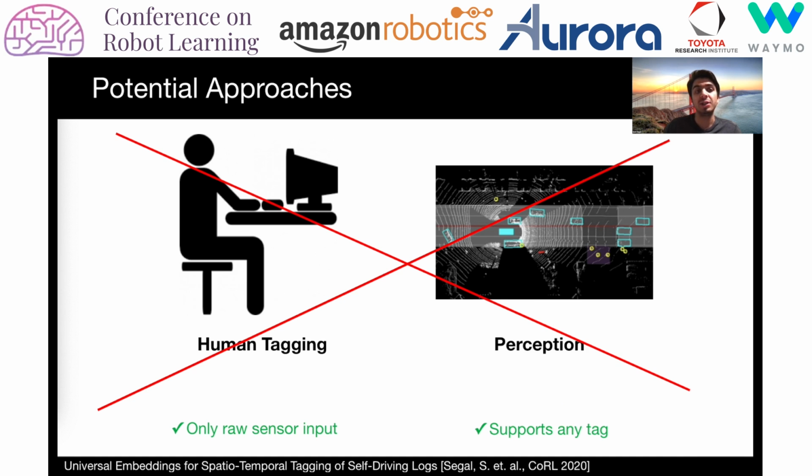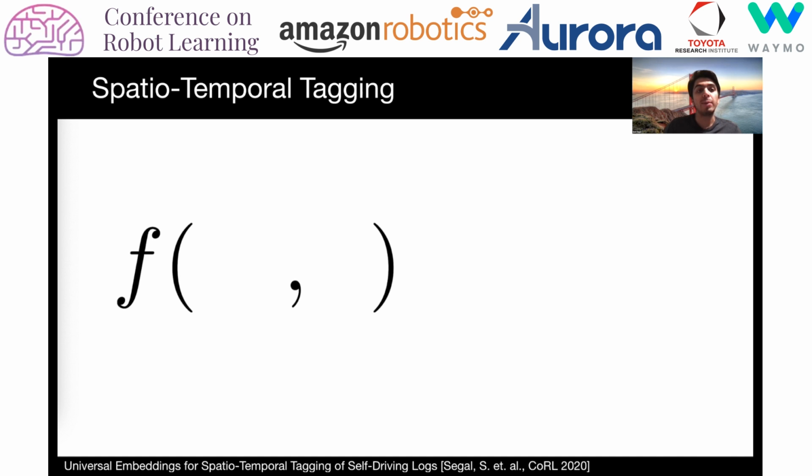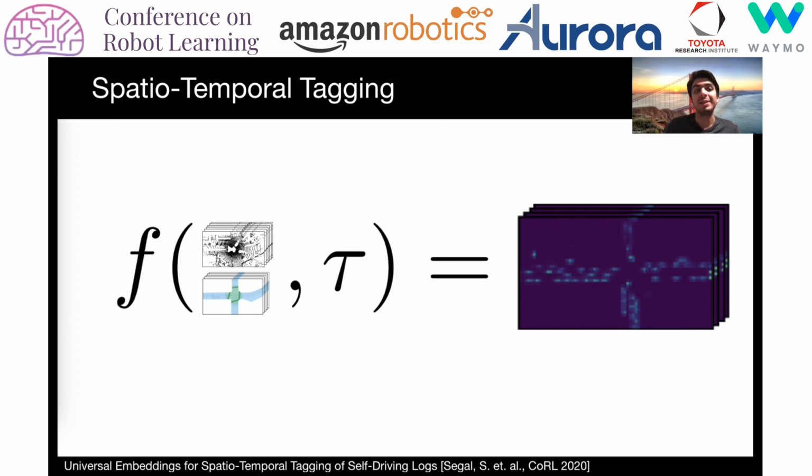Motivated by these challenges, we present our approach, which takes only raw sensor data as input, yet remains a general framework to tag any attribute in a self-driving scene. We approach the problem of spatio-temporal tagging by learning a function f, which takes a data log and a tag attribute tau from a predefined set and returns spatio-temporal tag values.